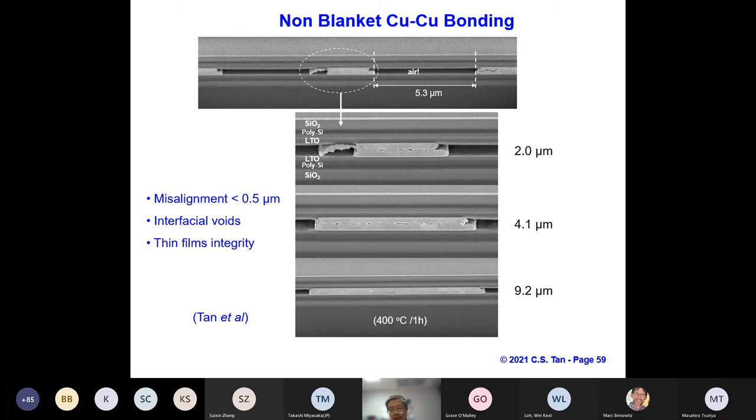Now, we start with looking at blanket copper-to-copper bonding, and that is not very useful, other than to try to understand the bonding mechanism. Then the next thing that you can do is with patterned copper, of course, you still have to think about the gap between the bonded metal pads. So this is when hybrid bonding came into the picture.